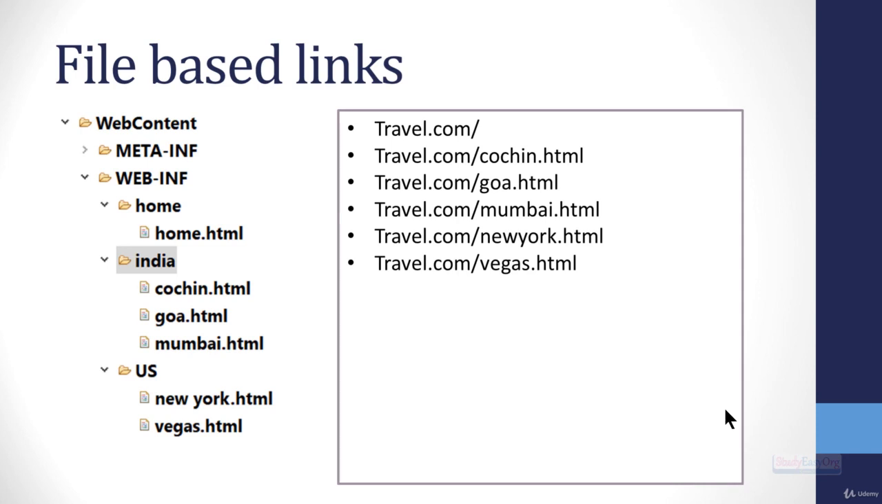Now friends, when it comes to file-based links, as the name suggests, there are files which correspond to the equivalent links. Imagine there is a website by the name of travel.com and there are multiple files in our project itself. Whenever we navigate to a link goa.html, then a file by the name of goa.html would be loaded and the information would be based on the file.